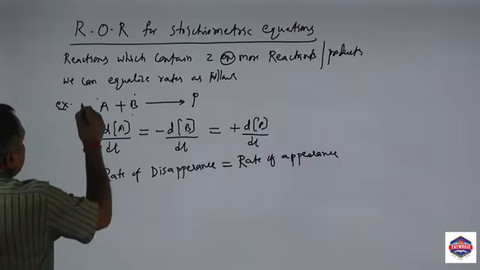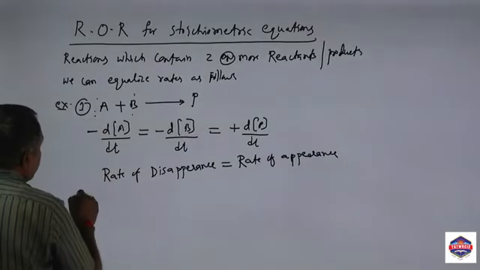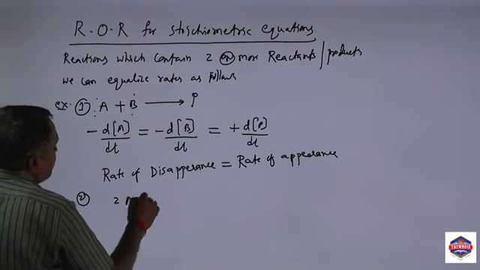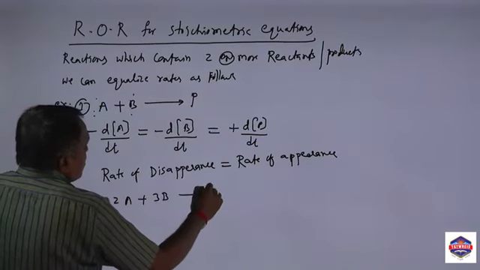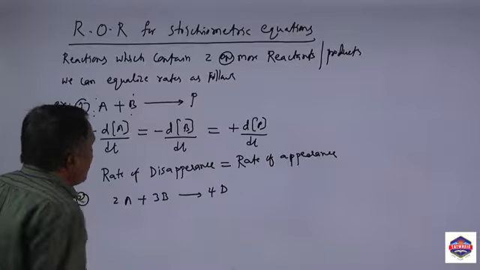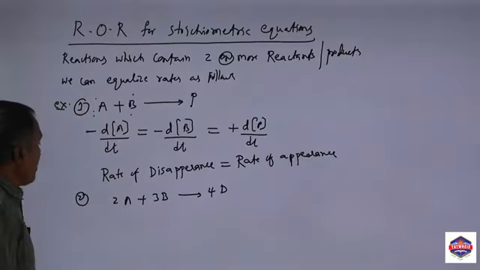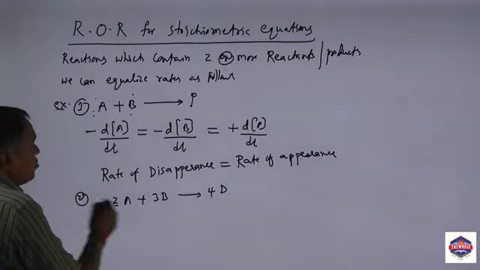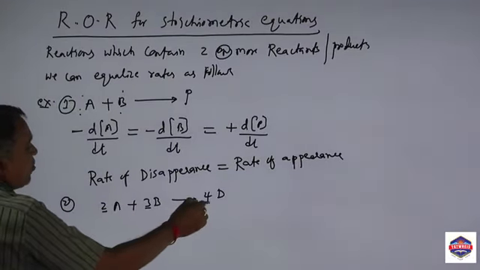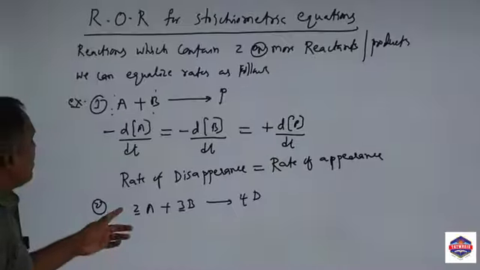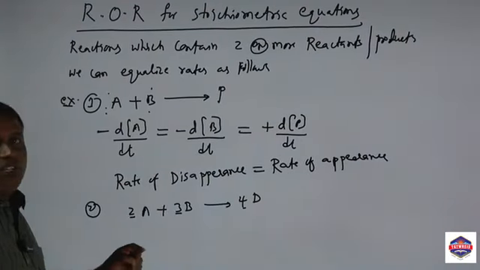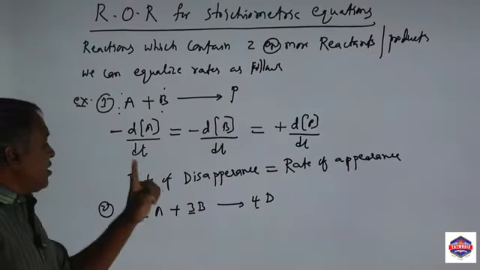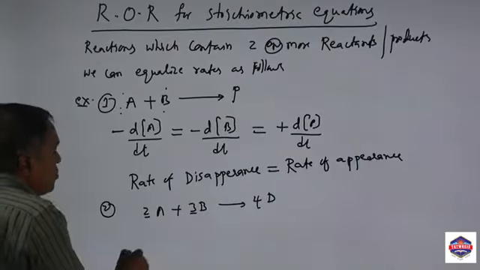For example, take 2A plus 3B gives product 4D. So how can we equalize the rates? Here the stoichiometric coefficient is 2, here 3, and here 4. But the rate of 2 moles of reactant A is not equal to the rate of 3 moles of reactant B. So you have to change some.